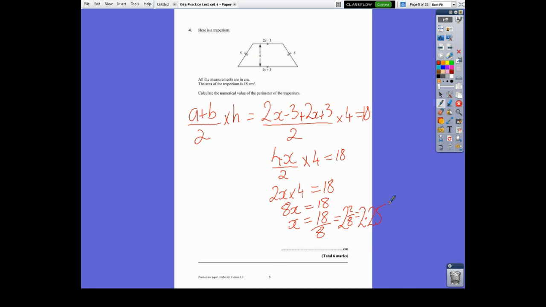We then need to substitute that into the values. So 2 times 2.25 is 4.5. Take away 3, 1.5. And then 2 times 2.25 is 4.5. Add 3 would be 7.5. So if we add all those up to find the actual perimeter, we'll be doing 1.5 plus 5 plus 7.5 plus 5 again. And that all adds up to 19 centimeters.